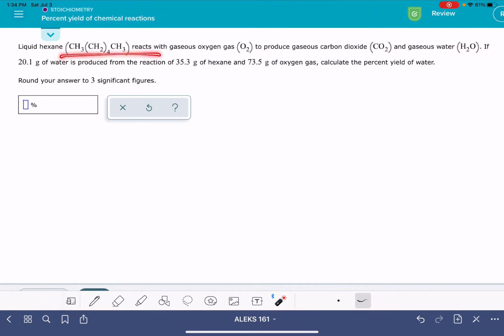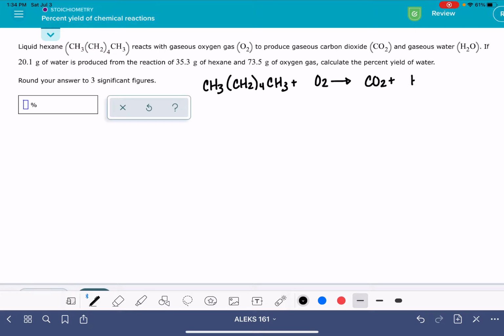chemical equation. This problem is telling us that we have liquid hexane, which is CH3(CH2)4CH3, and it's reacting with oxygen gas to produce carbon dioxide, CO2, and water, H2O. This one looks like it's going to be pretty tedious to balance, so I'm just going to start by writing up all of my atoms. I'm not even going to try to balance it just by looking at it.